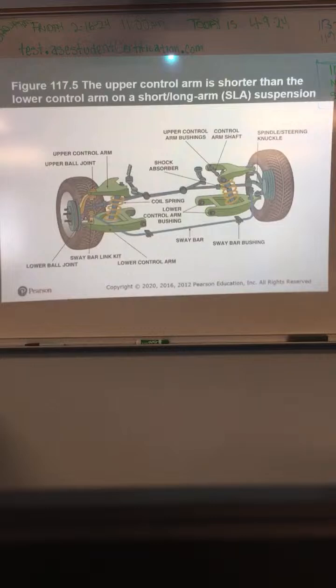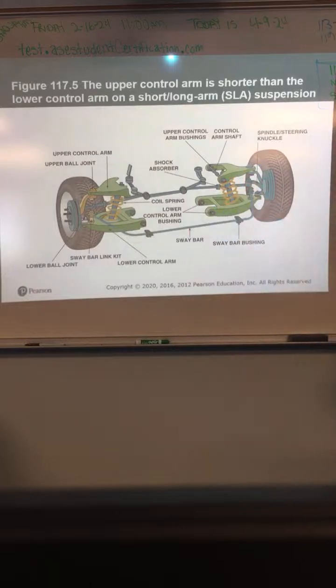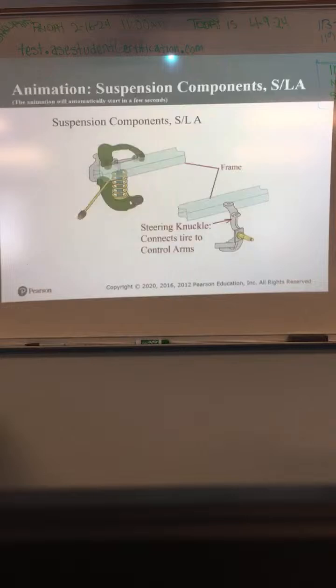Okay, on the SLA suspension, the upper control arm is shorter and the lower one is longer. Okay, lower, upper. They just decided to call that a SLA, short long arm suspension. Control arm, by the way, is what those are.